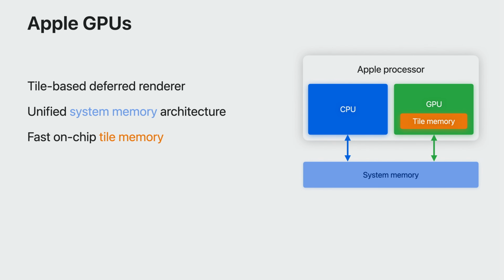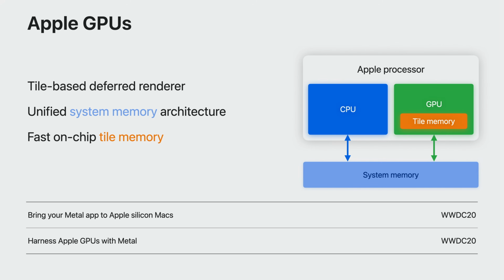To leverage this architecture, Metal has a notion of passes, and your goal is to group rendering commands into passes and properly configure those passes. For a deeper dive into TBDR architecture, please refer to the related presentations Bring Your Metal App to Apple Silicon Macs and Harness Apple GPUs with Metal.